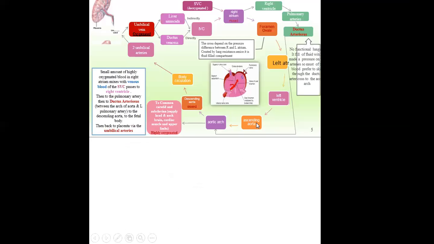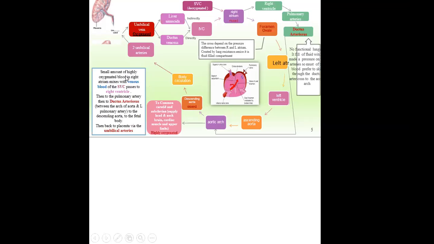So, ascending aorta and aortic arch, in the aortic arch, already we have the mixed type of the blood. And from there, it will again, a small amount of the highly oxygenated blood in the right atrium mixed with the venous blood from the superior vena cava. It is talking about a small amount of highly oxygenated blood. Where did this highly oxygenated blood come from?